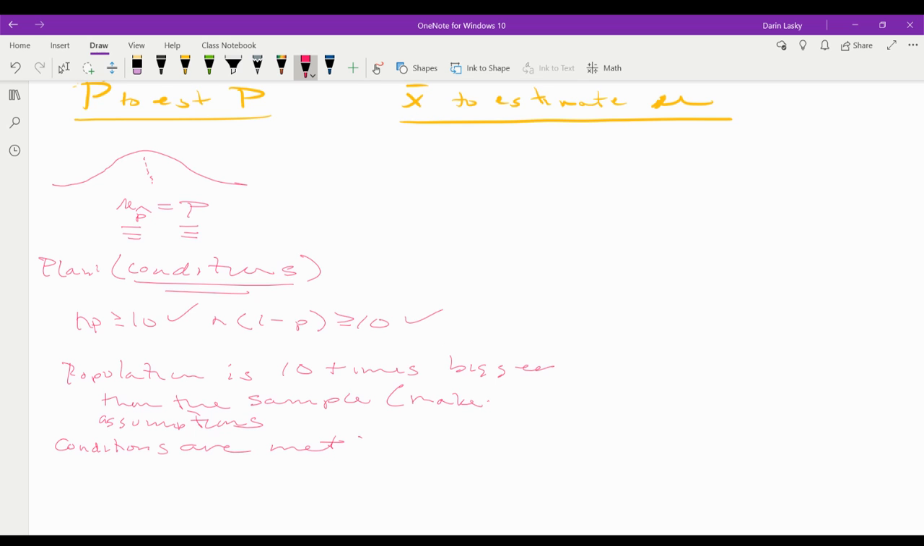therefore mu of p hat is equal to p, and sigma of p hat is equal to the square root of p times 1 minus p over n. That's what the plan's for, okay, guys?